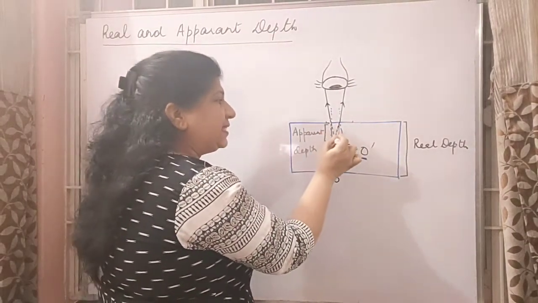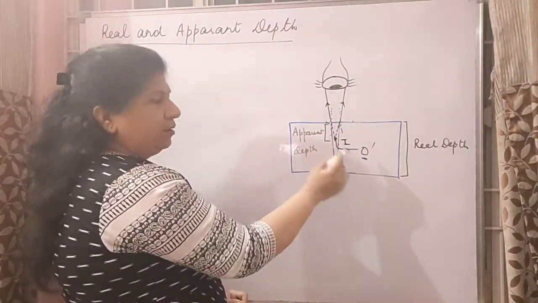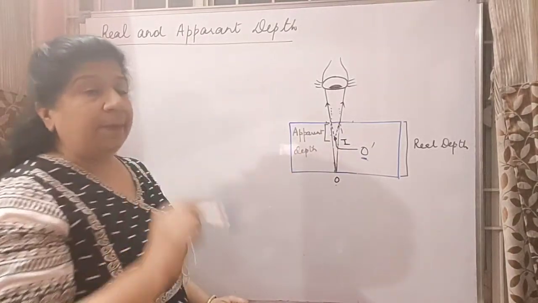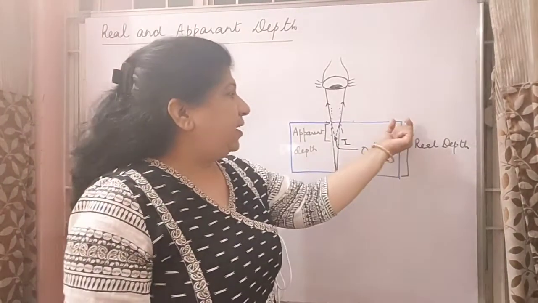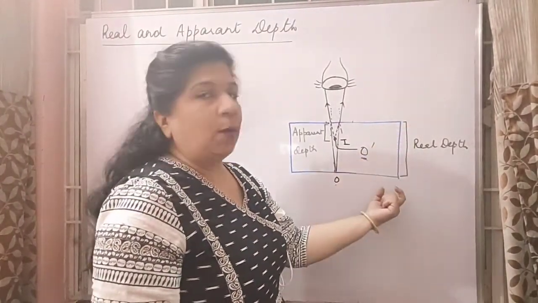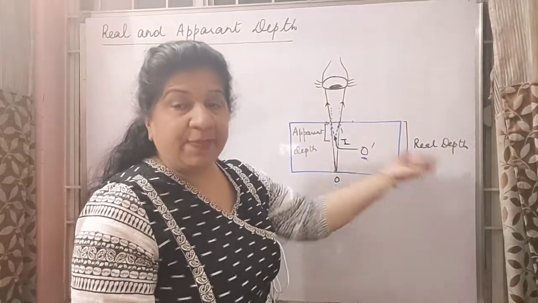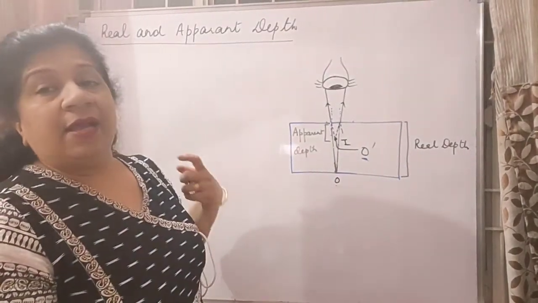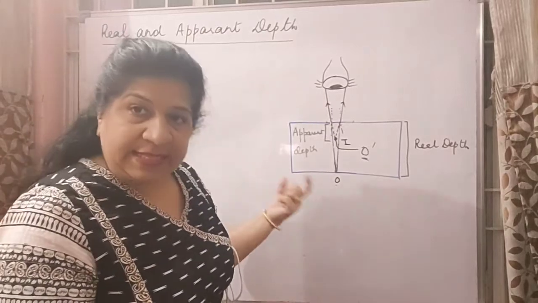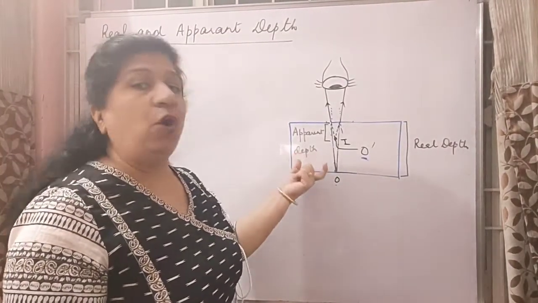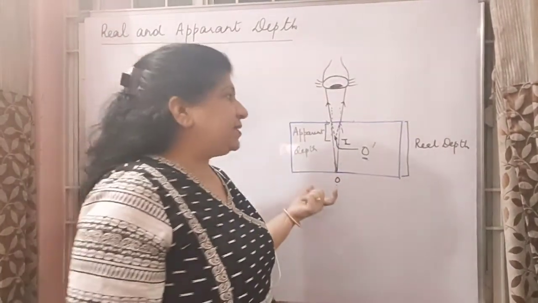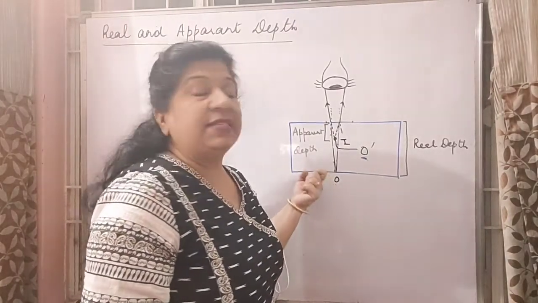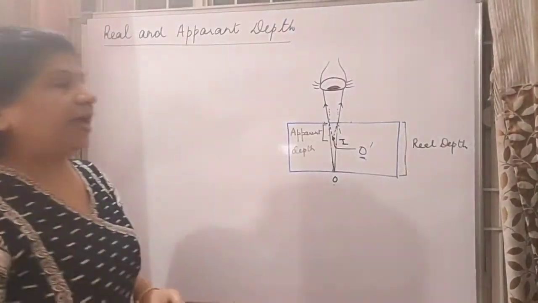So basically this is the image of this object, and the depth at which the object is kept is known as your real depth, and the depth at which we can see that object or we can see the image of that object is known as your apparent depth. Now in the next topic, we'll see the relationship between the real and the apparent depth.